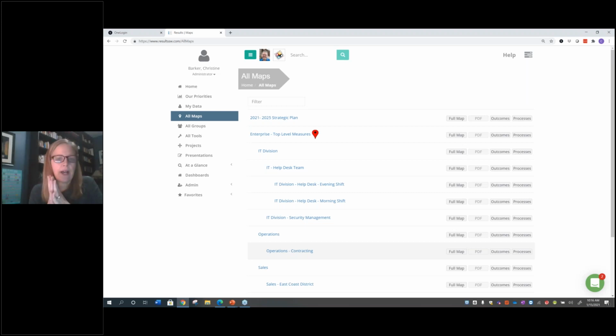The other thing, just as a little reminder: on the enterprise top level measures, you see the little red icon. What does that mean? That defines my home map. So when I go back to the home page and click on my map, that's my home base. Under all maps, though, I can look at any part of the organization. If you belong to multiple areas of the organization, you have a decision point that you can work out with your administrator: what do you want to be your home map?